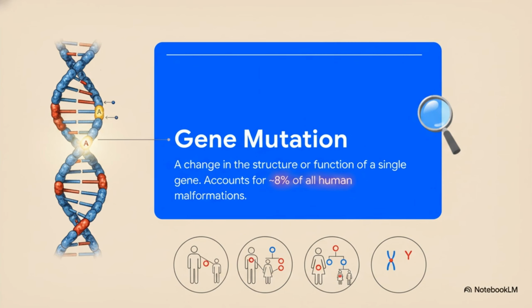And finally, we're moving from these large-scale chromosomal problems to errors within the code of a single gene. These are single gene mutations. So while all the chromosomal issues we've discussed affect huge blocks of genetic material, these mutations alter the function of just one specific protein. They account for an estimated 8% of all human malformations and include a lot of well-known conditions like cystic fibrosis, sickle cell anemia, and Huntington's disease. And they all follow those classic dominant, recessive, or X-linked inheritance patterns you've learned about.